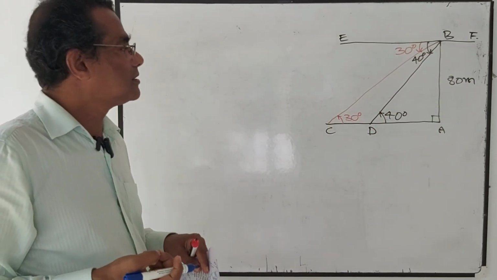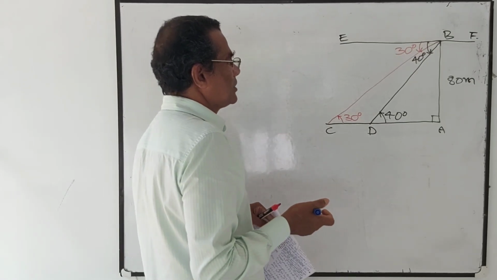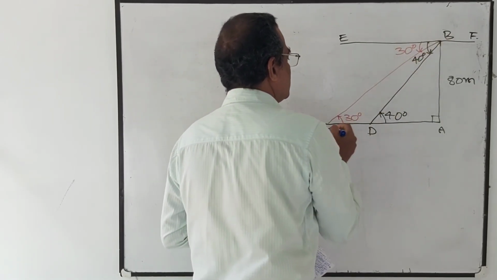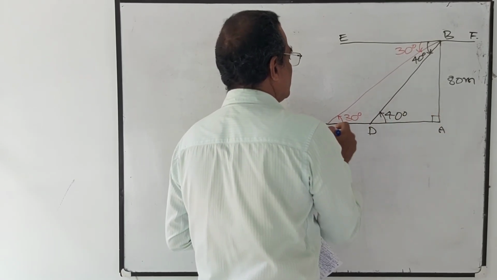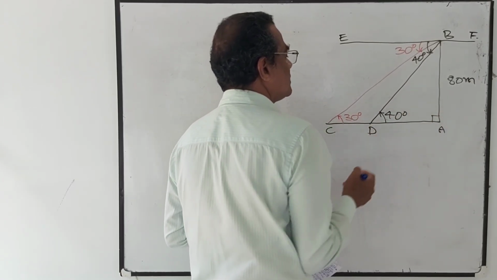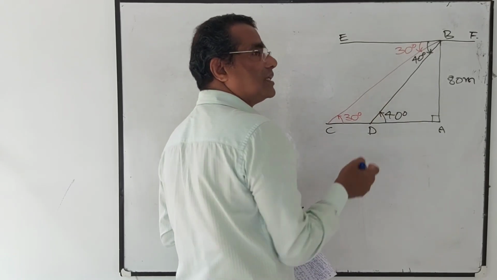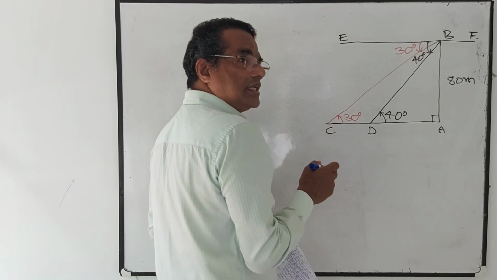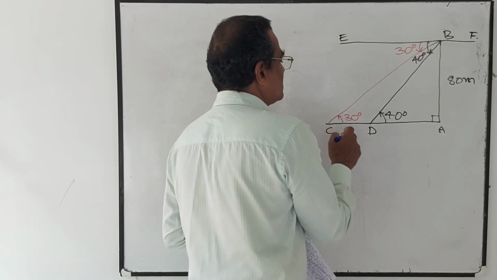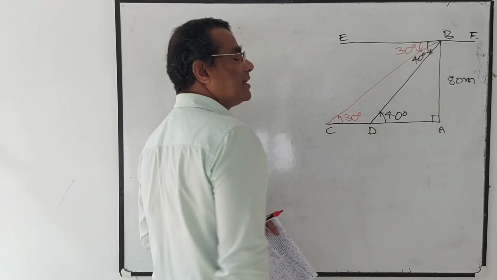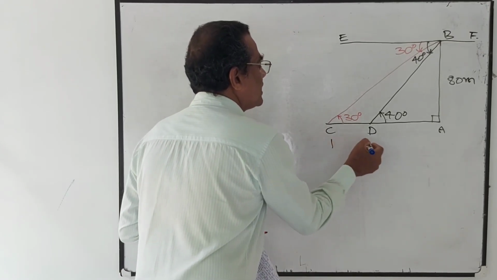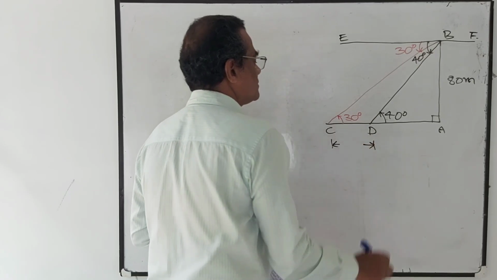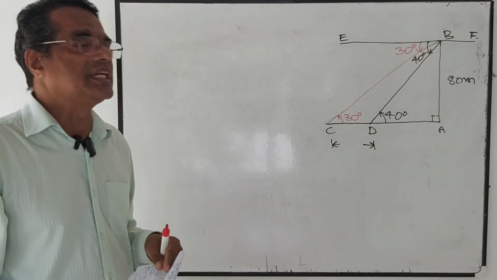From each triangle, take the tan ratio. When you consider the bigger triangle, you will get CA. When you consider the smaller right triangle, you will get DA. Subtract DA from CA so that you will get the distance between the two ships. The distance between the two ships is CD.